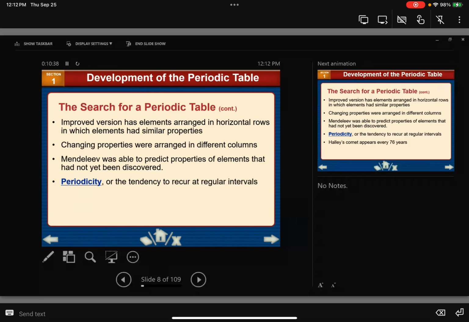What are some other examples of periodicity? Microwave? Not necessarily. Like a work schedule. Work schedule as well. Okay, that would be one. Yes, for sure. What else? Birthdays. Any type of holidays.